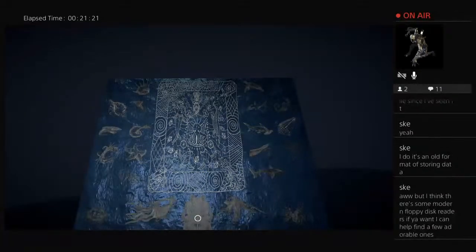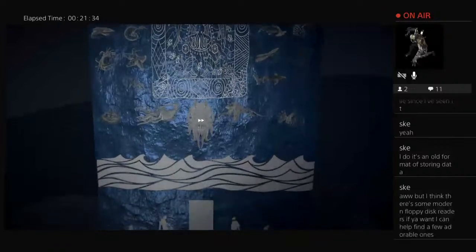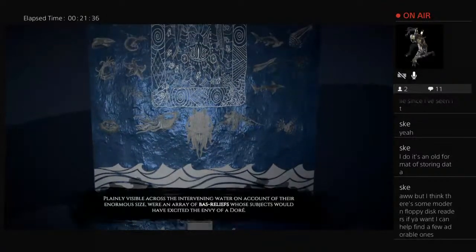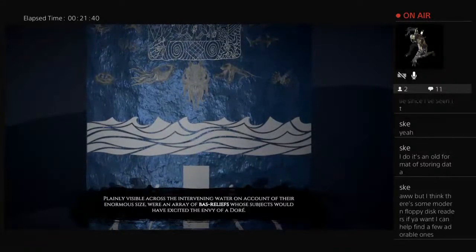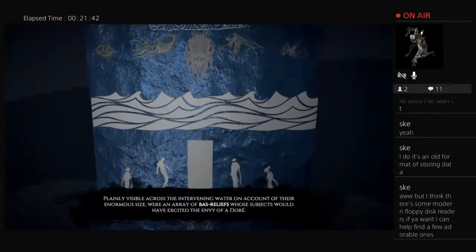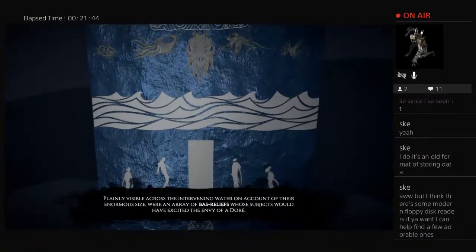That's funny shit. That actually got me. That was pretty good. But I think there's some modern floppy disk readers if you can help find. It doesn't matter anymore about the floppy disks, mainly for the fact that she's no longer around. She passed away. What was it? A year and a half ago.